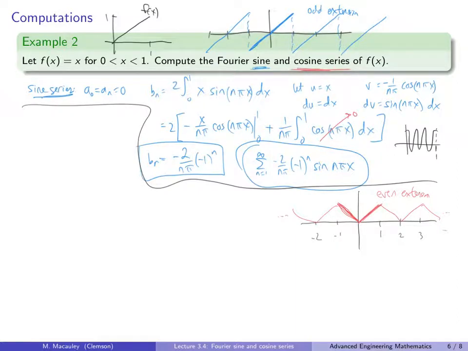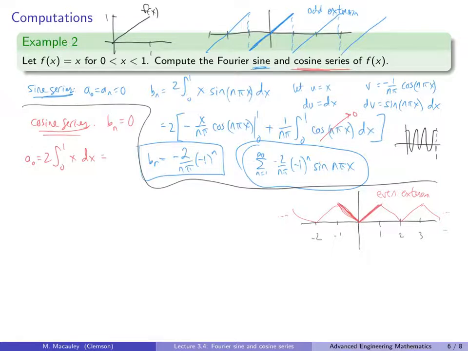Okay, so the cosine series: by definition bn is equal to 0 because this is an even function. Now a naught, well, a naught is by definition 2 over L times the integral from 0 to 1 of the function x dx. And what is that?